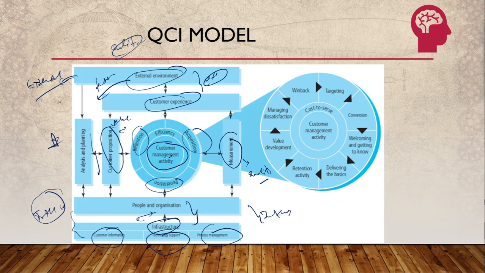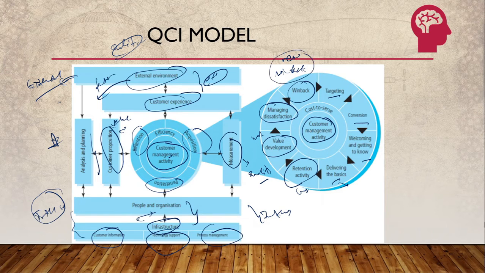If you see this customer management activity, how it starts: it starts from targeting the customers, then converting the customers, then welcoming and getting to know them, delivering the basics, retention activity, and as customer retention is the key, how you develop customer value. And if at all the customers are dissatisfied, how you cope with that, and how you win back those customers who are dissatisfied, or you get new customers. So this is a complete cycle of acquiring, retention, and satisfaction of the customer.